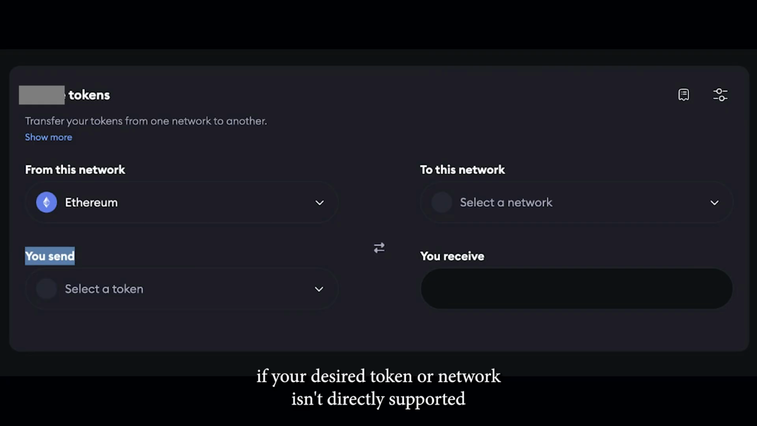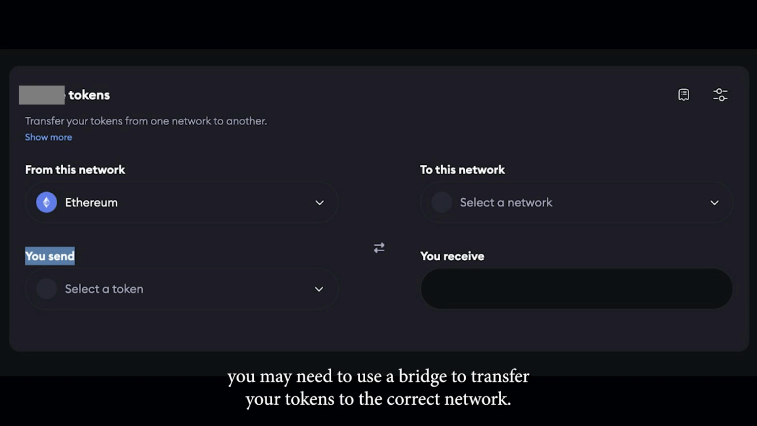If your desired token or network isn't directly supported by the exchange or MetaMask, you may need to use a bridge to transfer your tokens to the correct network.